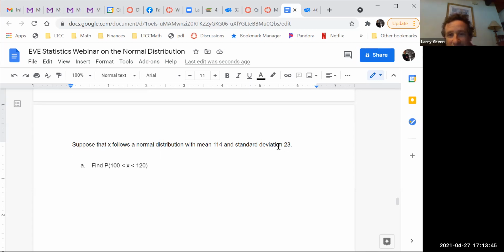I don't see y'all jumping in. Okay, very close, except not Z. What letter do we use for this example? Yeah, X. So X tilde N(114, 23). Any questions at all on writing down the distribution?